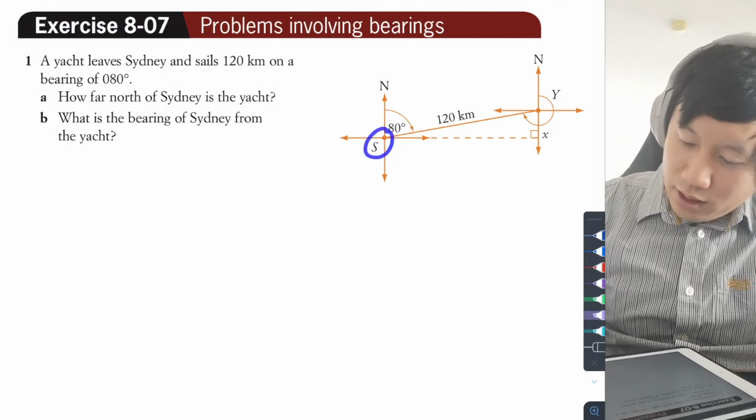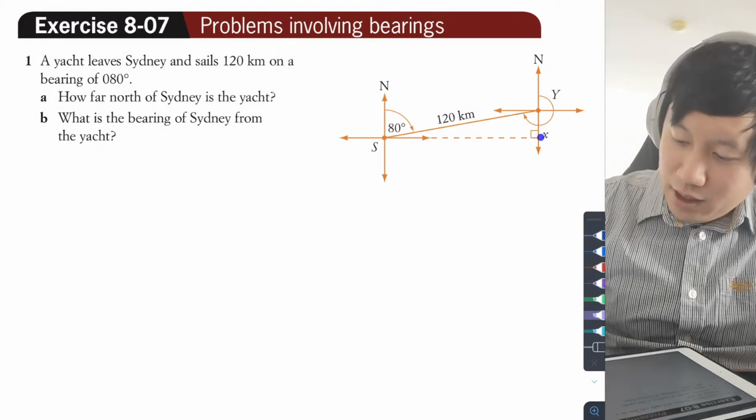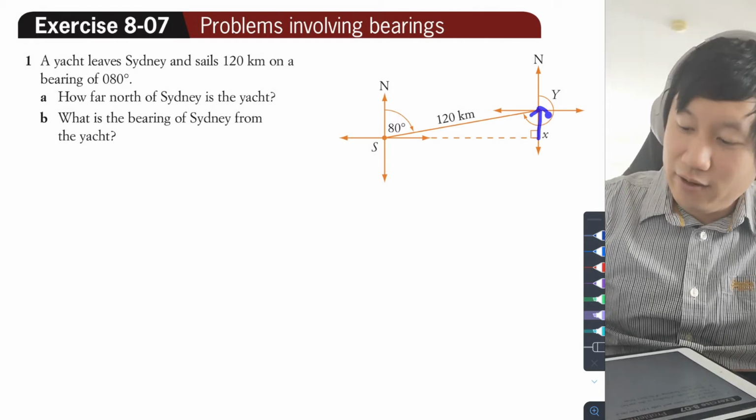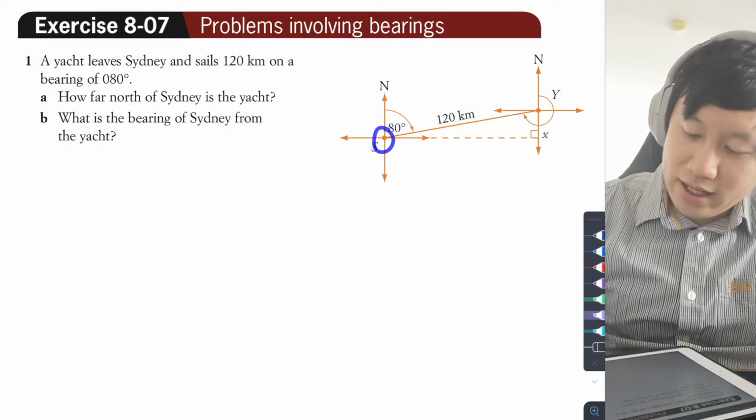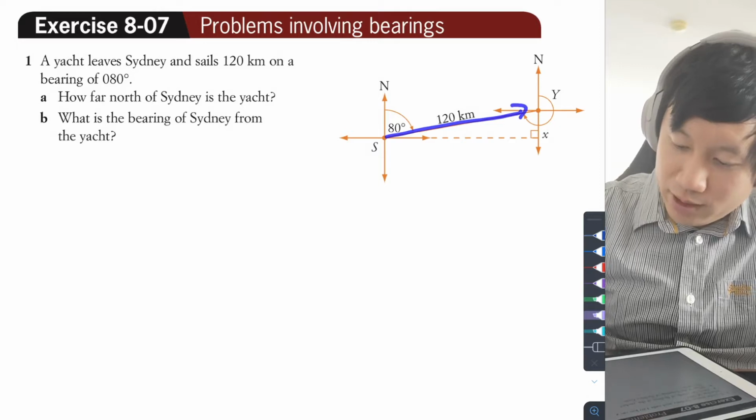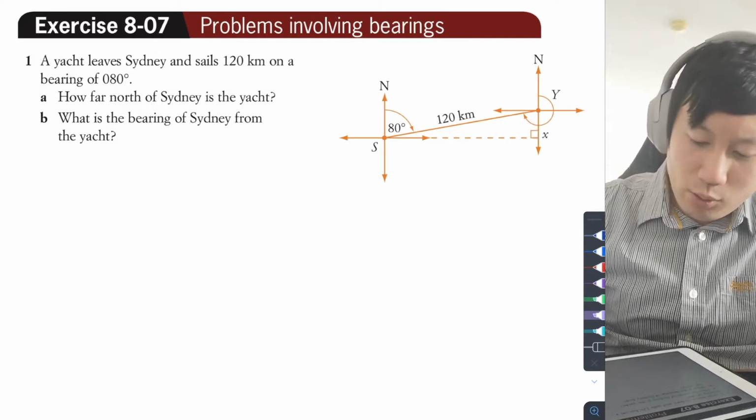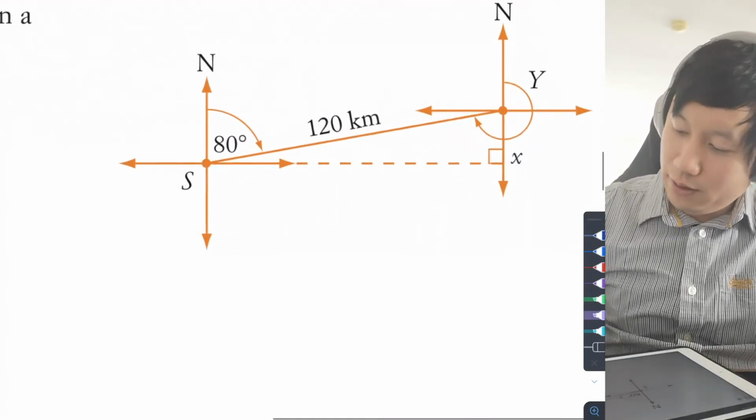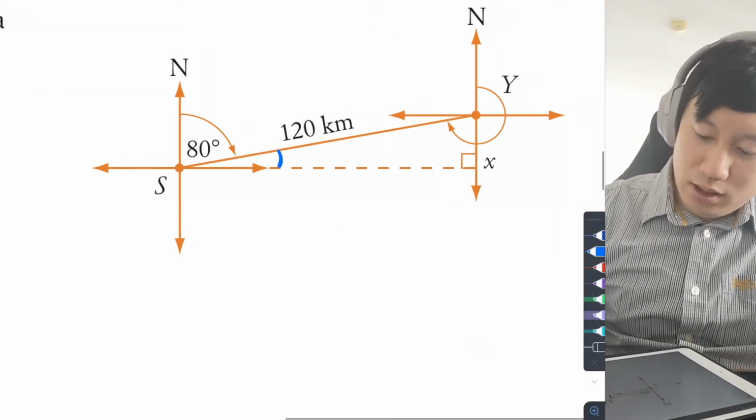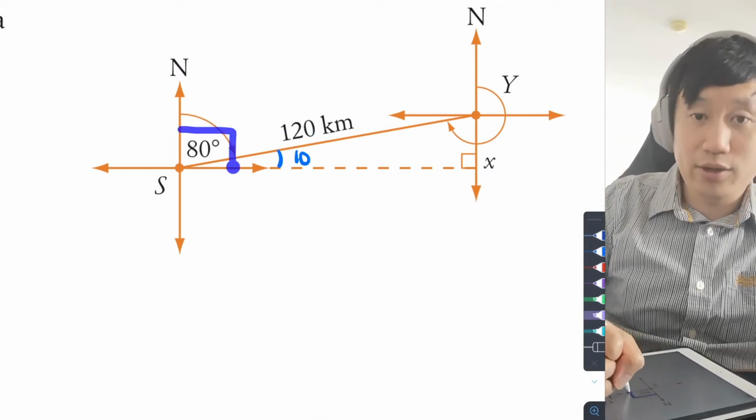So if Sydney is here, on that same horizontal line, from there to there is what it's asking. It's how far north this yacht has traveled. I know it's traveled in this direction, but that's a combination of easterly and northerly direction. So how do we find that? Well, we need an angle inside the triangle. This angle here is going to be 10 degrees, because this 10 and that 80 degrees add up to this 90-degree angle right there.